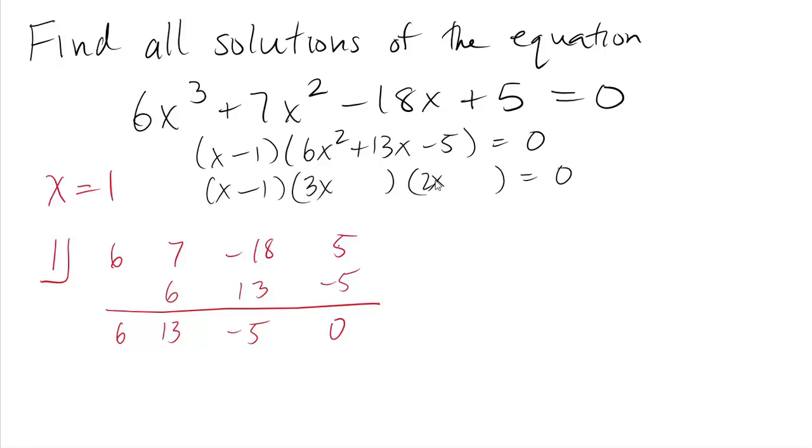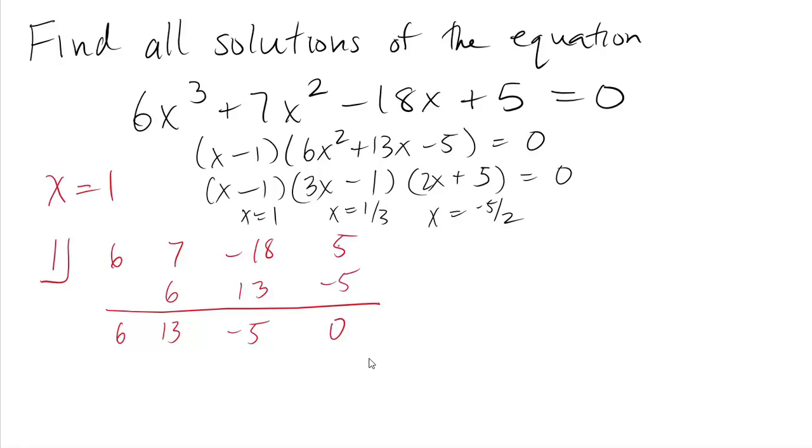3x times 2x to get 6x squared. I need to put a 5 somewhere, and if I put a 5 over here, that'll give me 15x. That means I need to put a 1 here. Positive 13 in the middle, so this is plus and this is minus. And now I can get the solutions. This is x equals 1. This is x equals 1/3. This is x equals negative 5/2, which is exactly what we got by applying the rational zeros theorem.